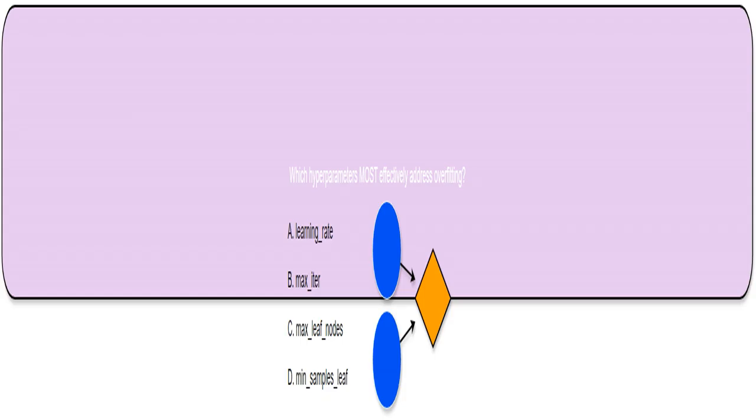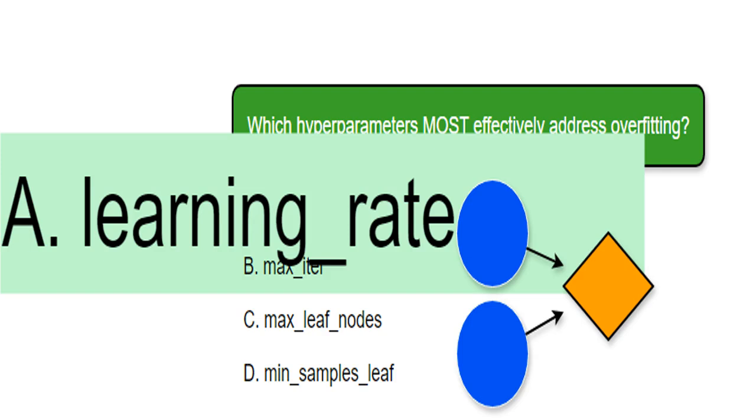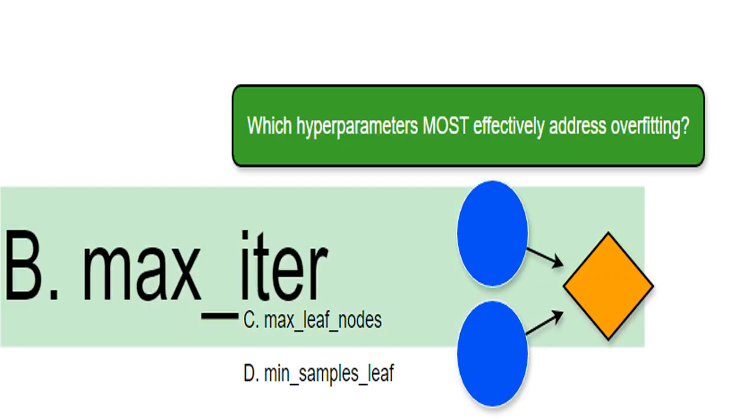I need to understand how each hyperparameter affects the model's complexity. This controls how much each tree in the model affects the final prediction. A smaller learning rate means each tree contributes less, preventing the model from getting too focused on the training data. This sets a limit to the number of trees the model builds. Too many trees can lead to overfitting. However, this setting doesn't directly control the complexity of each individual tree.